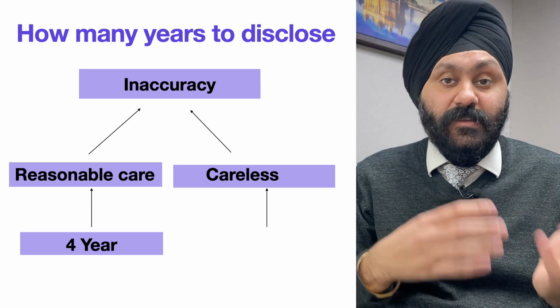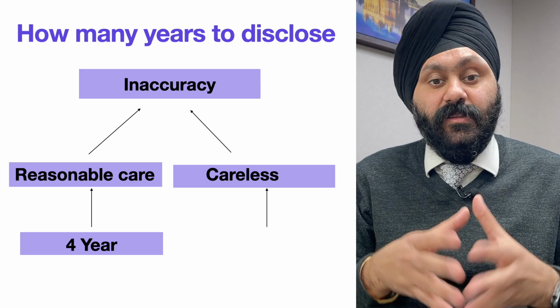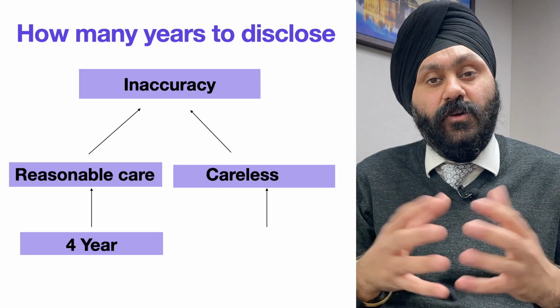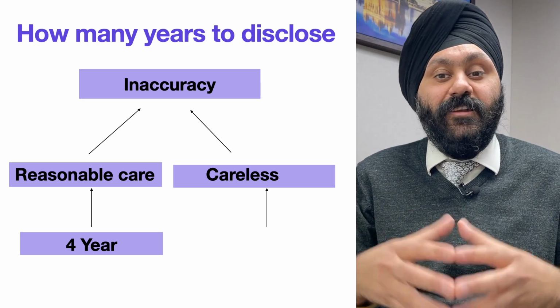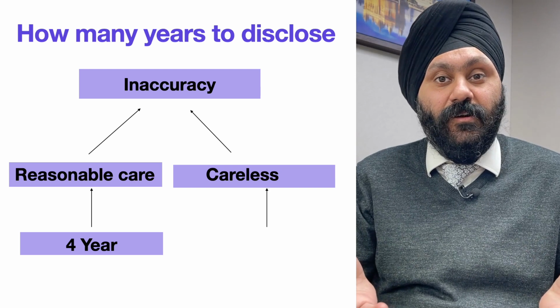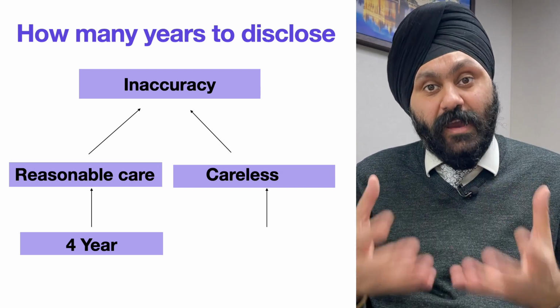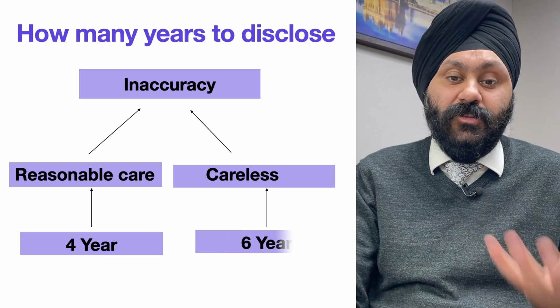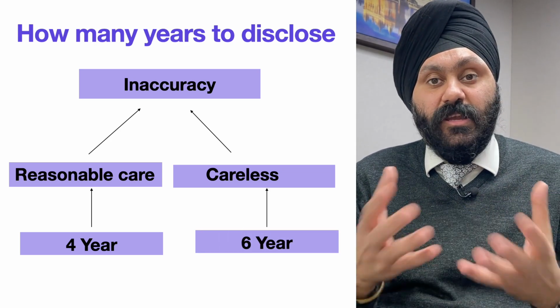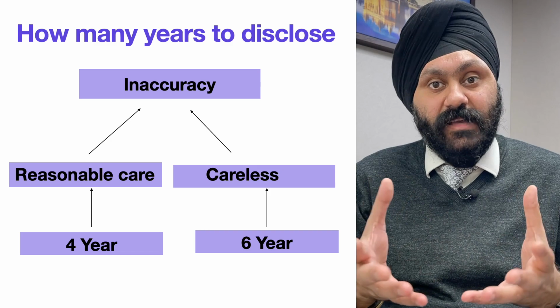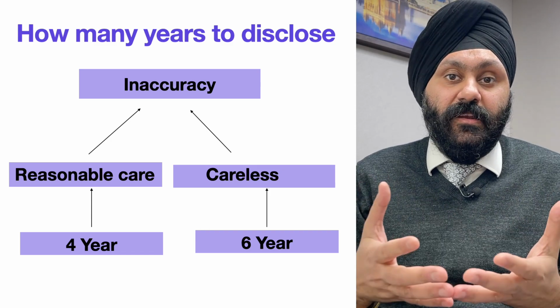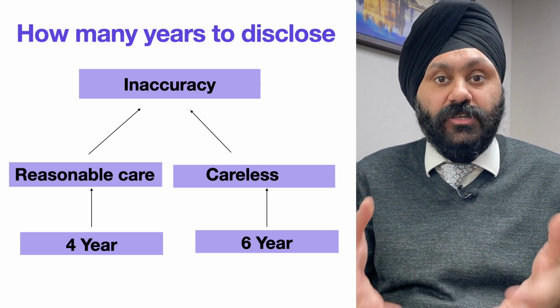If you have taken reasonable care while doing a self-assessment, then you have to go back 4 years, but it is very hard to demonstrate that you have taken reasonable care. If you have taken reasonable care, then how have you omitted the rental income altogether? And if you're careless, then you have to go back 6 years. Careless means the mistake has happened carelessly, and because of the carelessness, you have to go back 6 years and disclose the rental income.